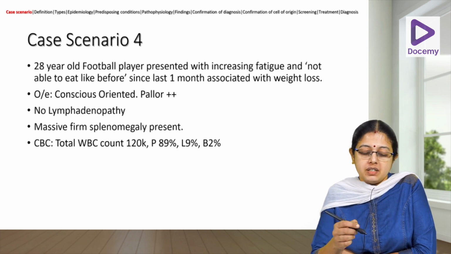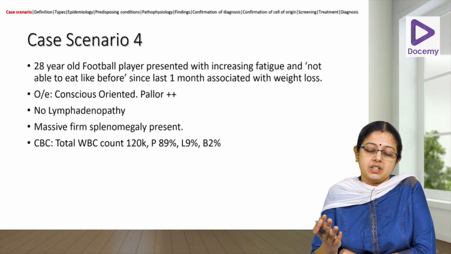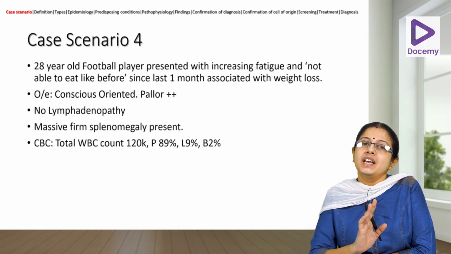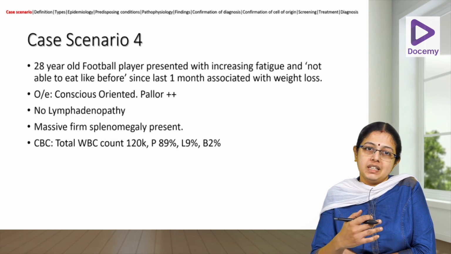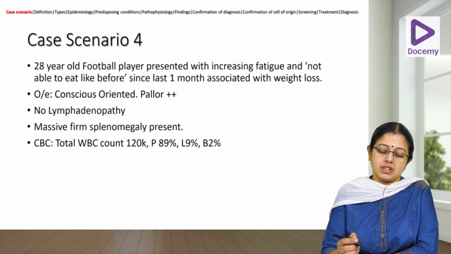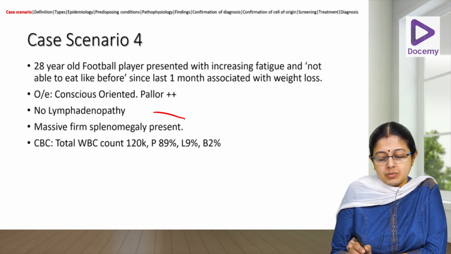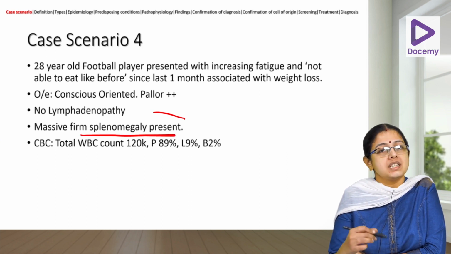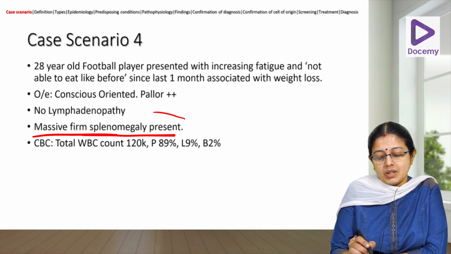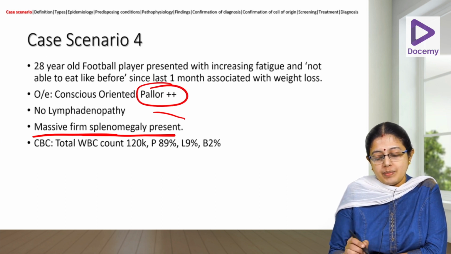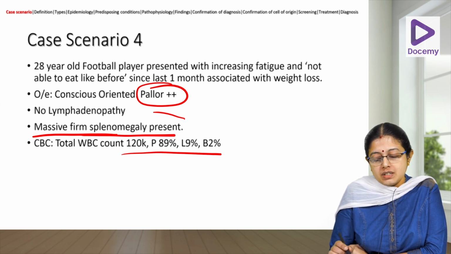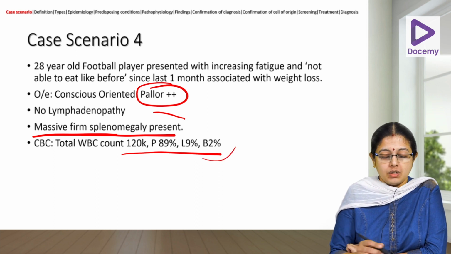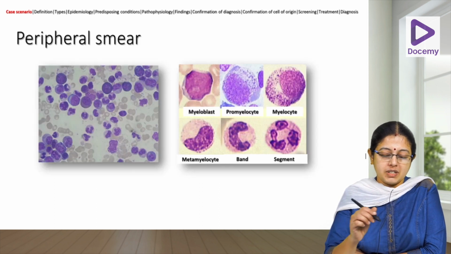Now, the fourth case scenario is about a football player who presented with not being able to eat like before, and clinically it sounded like a splenomegaly because of the mechanical impingement on the stomach. You have been able to confirm it by the clinical examination that he has a massive firm splenomegaly, and along with that he is also having pallor. The WBC count is 1,20,000 with predominant neutrophils. There are 2% basophils also seen in the CBC.